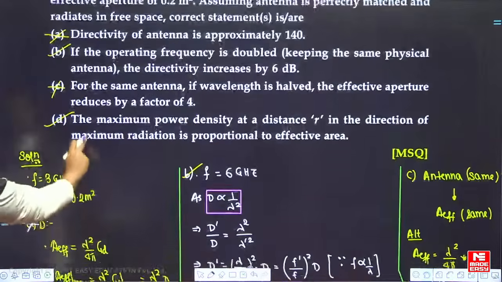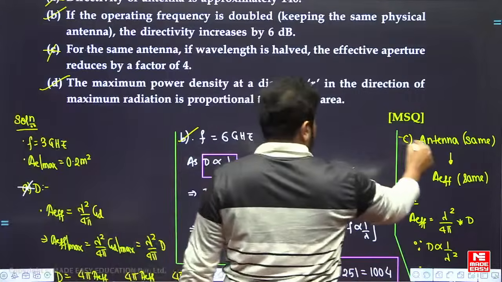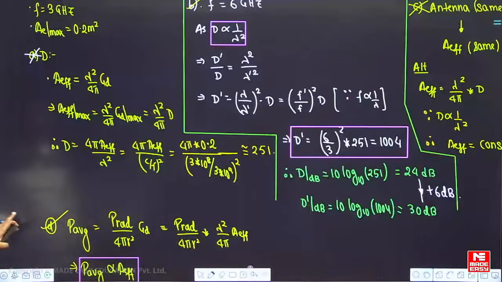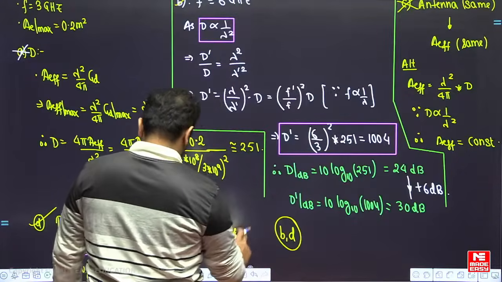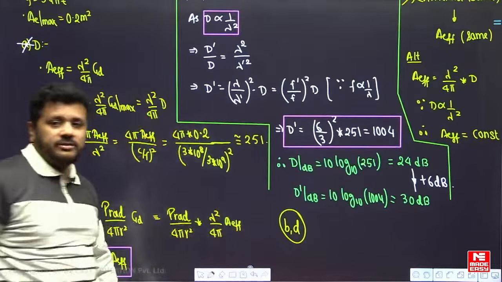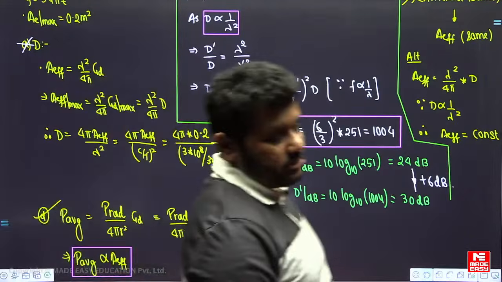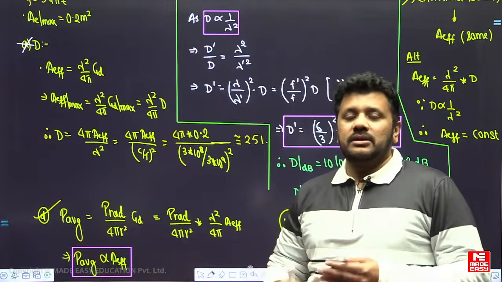So what is the answer? Answer is B and D, right? So C is wrong, B is correct, and D is correct. So answer is B and D, right? So I hope things are clear to everyone, right? So with this we finish our today's session, right? So I hope you have applied the concept generously.